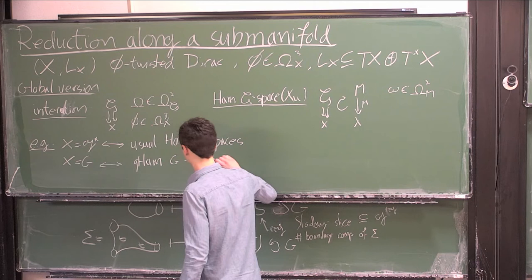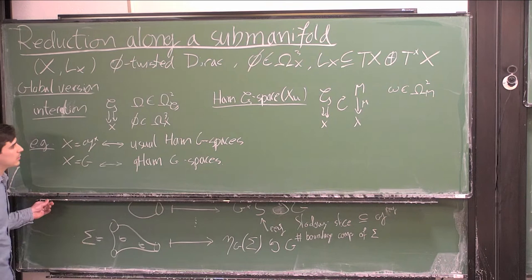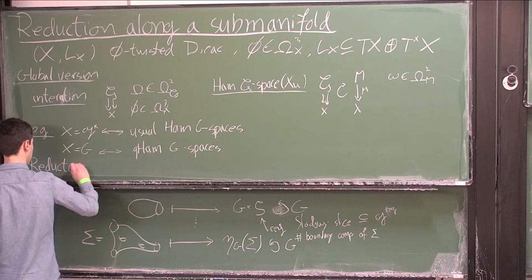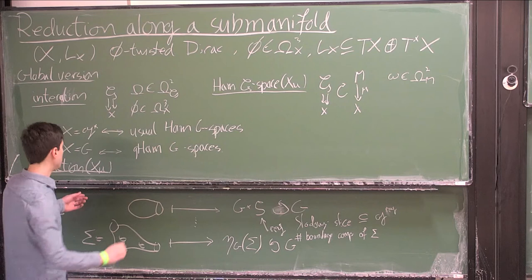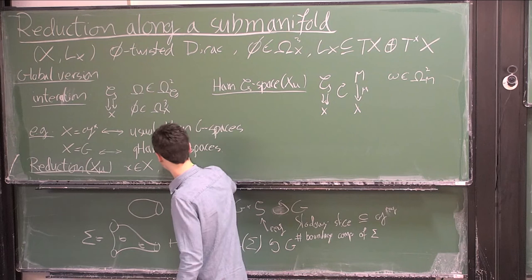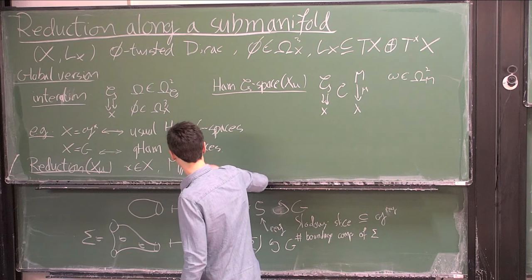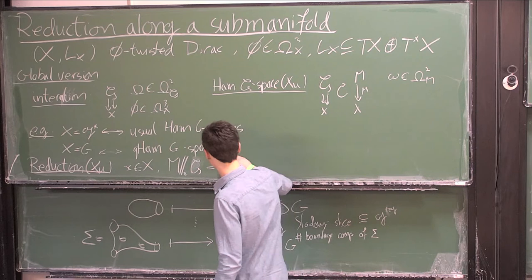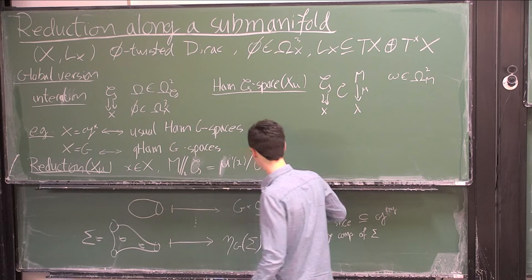Okay, there's already a reduction theory for these things, also due to Xu. So in this reduction procedure, you take a point x in the base X, and the reduction of M by G at level x is as you would expect. You take the preimage of x under the moment map and mod out by the isotropy group of G at x.